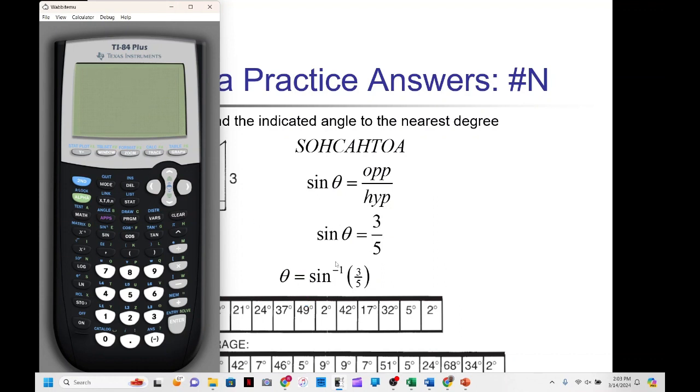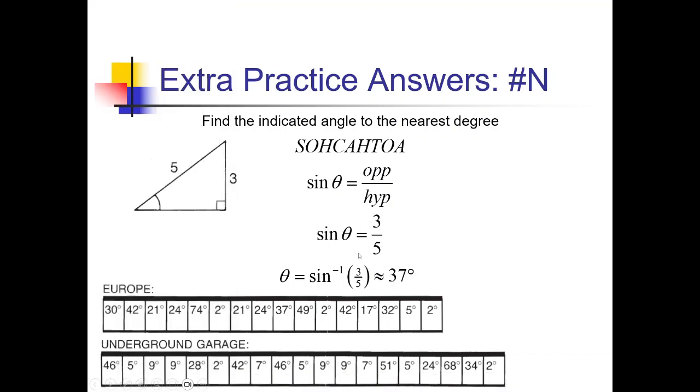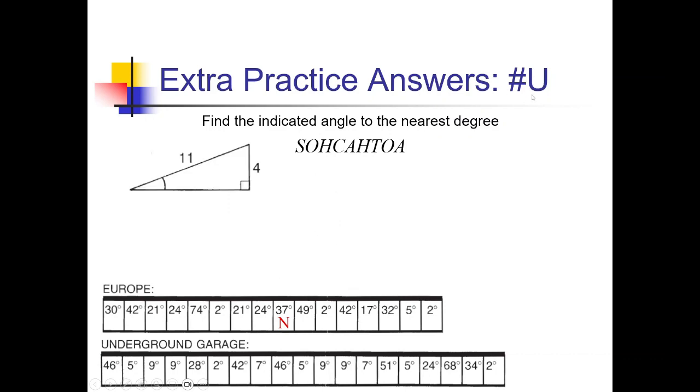Now to get sine inverse and all the inverse trig functions, I have to first press second and then the trig function, so second sine in this case, and then 3 divided by 5. You can close the parentheses if you want, but it's not necessary. Press enter, we get 36.8 and some change, but they said round to the nearest degree, so we'll call that 37. So 37 degrees. So we're putting an N under 37 wherever we see that. I see one of those right here, and I don't see any more 37s, so it looks like this one's done for now.